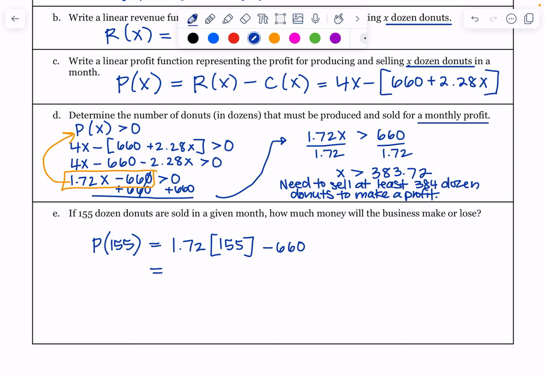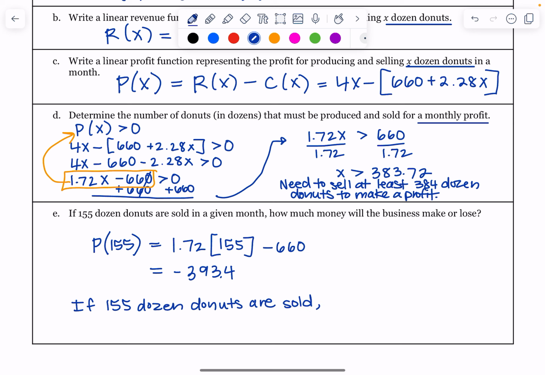So when I do the math on this one, I'm going to do 1.72 times 155 minus 660, and I'm going to get negative 393.4. So what that means in the context of the problem is if 155 dozen donuts are sold, the company will be at a loss of $393.40.